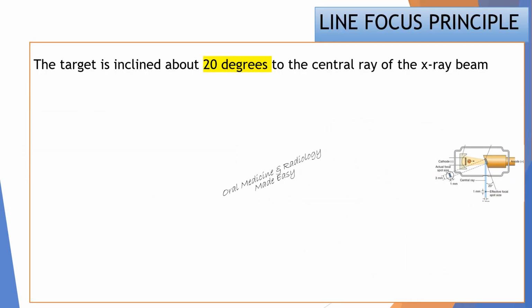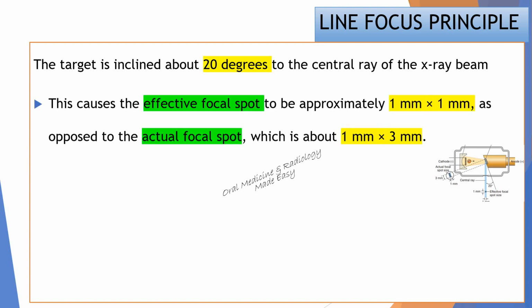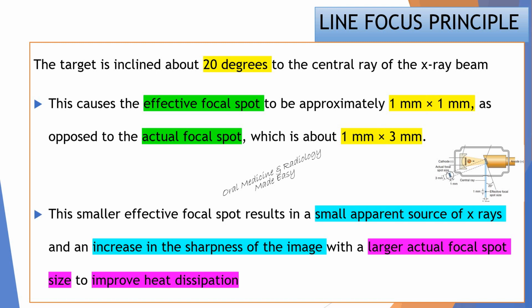So according to line focus principle, target is inclined about 20 degrees to the central ray of X-ray beam. This causes effective focal spot to be approximately 1 mm by 1 mm as opposed to the actual focal spot, which is about 1 mm by 3 mm. This smaller effective focal spot results in a small apparent source of X-rays and an increase in the sharpness of the image with a larger actual focal spot size to improve heat dissipation.